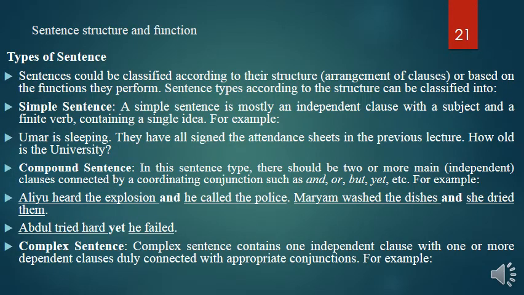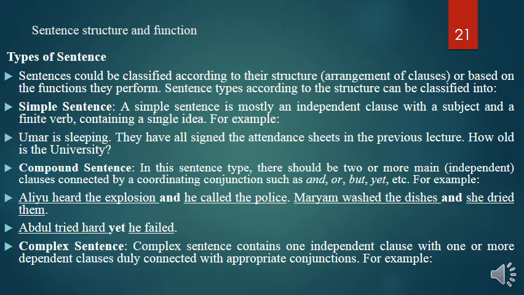And the types of sentences we have here are classified according to their structure. That is the way they are structured. We have the simple sentence. A simple sentence is mostly an independent clause. The one we explained in the previous slide was a subject and a finite verb containing a single idea. That is what is called a simple sentence. For example, Umar is sleeping. This is a simple sentence.